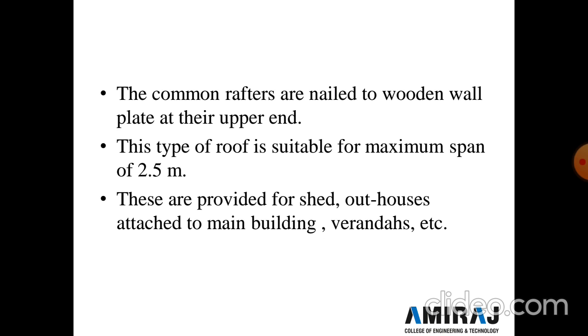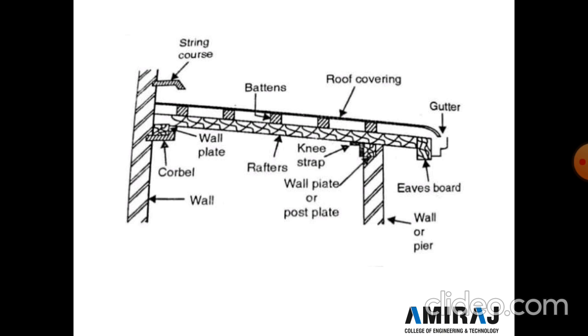And see this figure. Here the roof is fixed with a wall or a pier, and another part is fixed with a wall. Here a wall plate is provided to support the roof covering and rafter, and the roof cover is fixed on a batten. This type has only a single slope. Generally this lean-to roof is called a veranda roof.